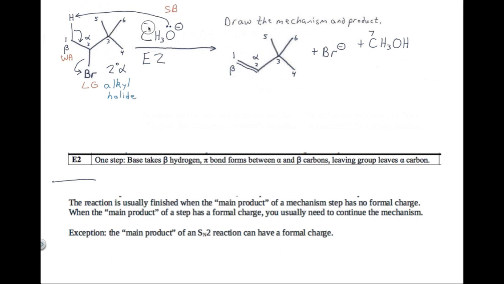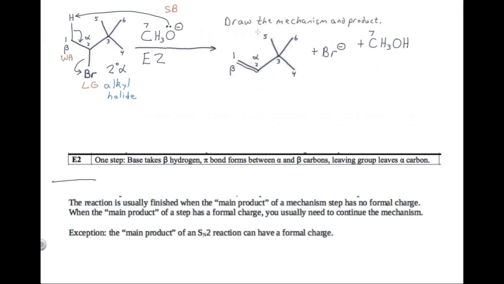Now, we've finished this mechanism step. Is our mechanism finished completely, or do we need another step? Well, actually, we're done. You can see that we're done. First of all, we expected E2 to only consist of one step, so that's a clue that our mechanism is finished. And furthermore, the usual rule in organic chemistry is that the reaction is usually finished when the main product has no formal charge. That's a good rule for the first semester anyway.